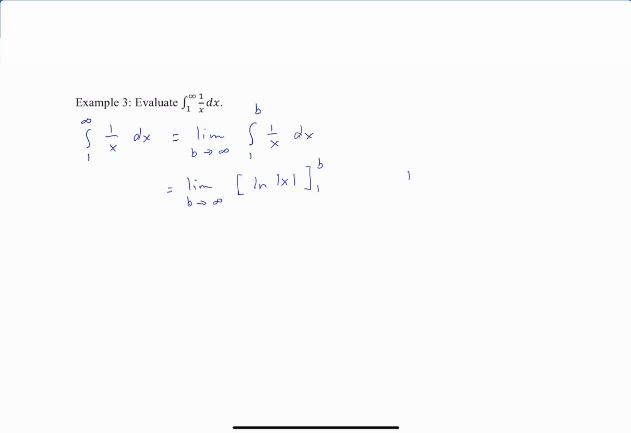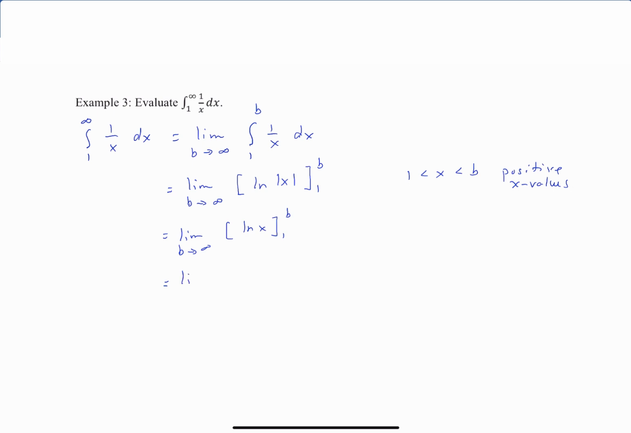Now, because our x values are between 1 and b, these are positive x values. So I can take off that absolute value, because the absolute value of a positive x value is just the x value. So let's do that. Don't forget to write your limit notation with every step. It's not correct if you don't have that on some steps.